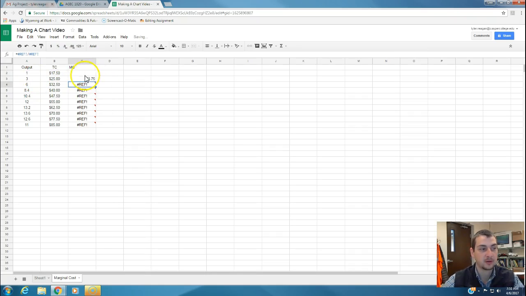So if we press enter, it gives us that 375. That's the same number that we had before, but with a lot fewer columns. After you find that number, you can simply drag it down.